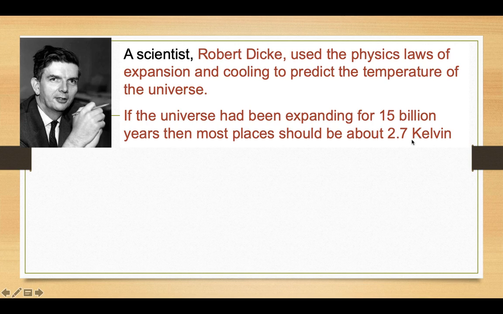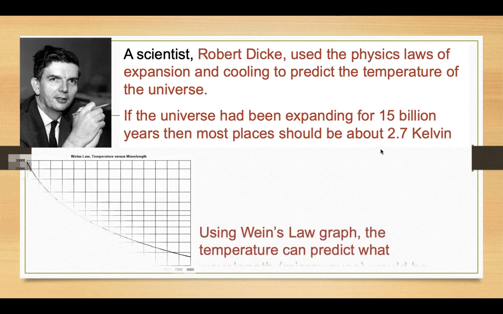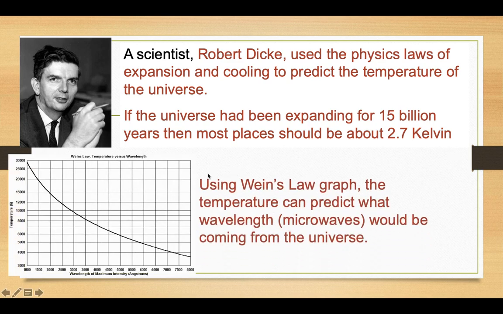Now, remember, we said that the sun was like 5,000 Kelvin. So that doesn't seem to be figuring things out. But remember, we're talking about the universe, not just one specific star like the sun, but the prediction of the universe should be 2.7 Kelvin. Well, there was a guy, Wien, who did a bunch of this.